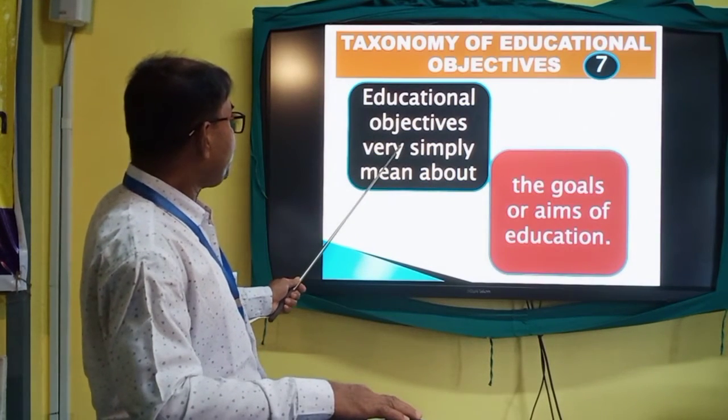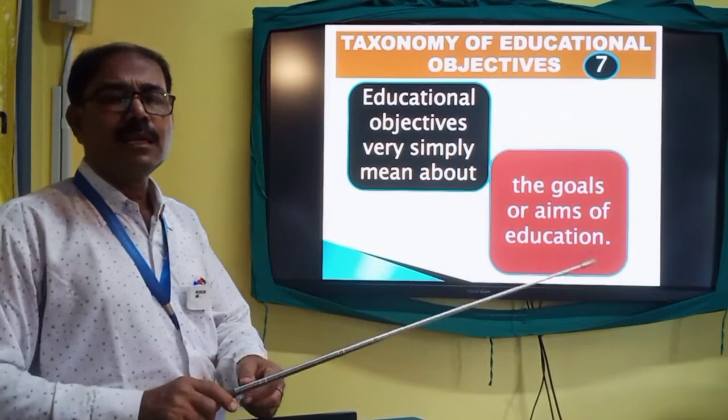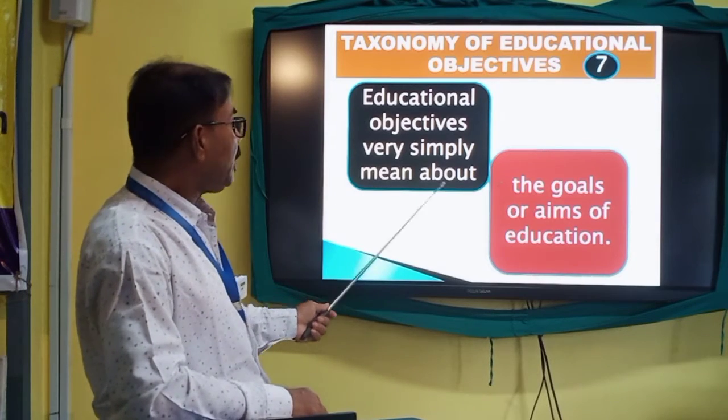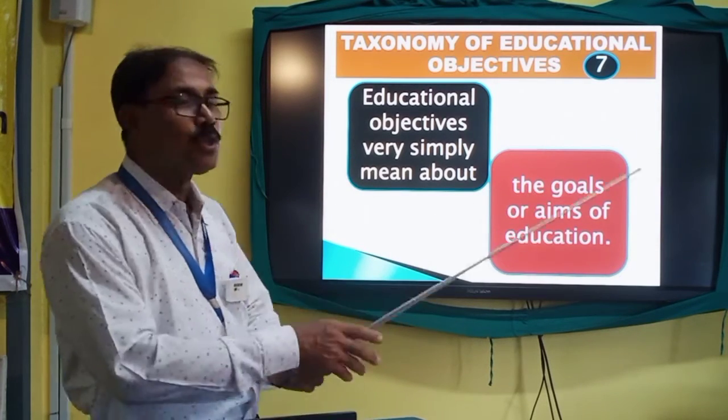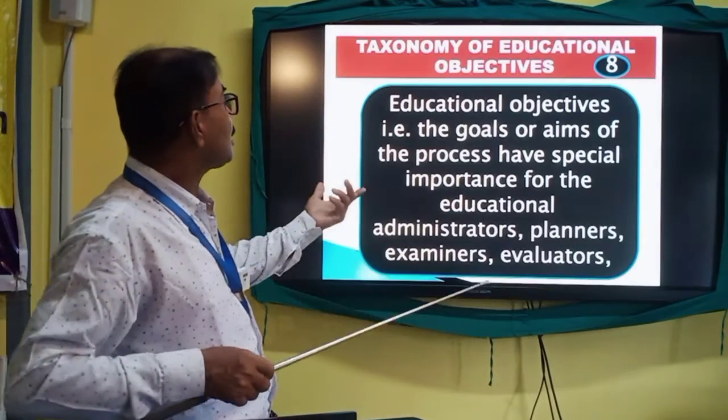By educational objectives, we very simply mean the goals or aims of the process of education. Let us see the next slide.